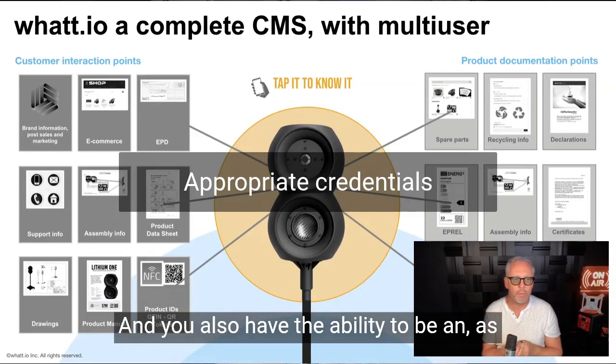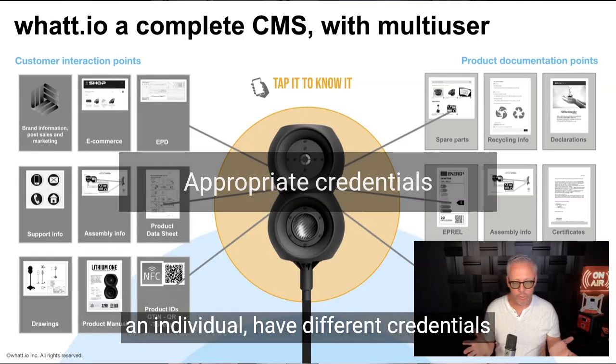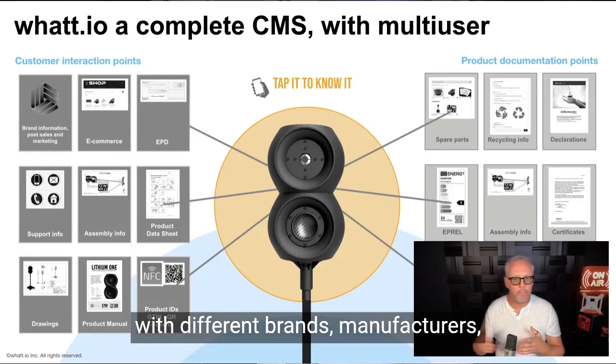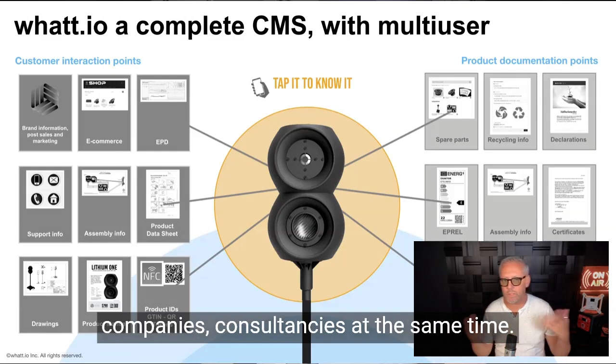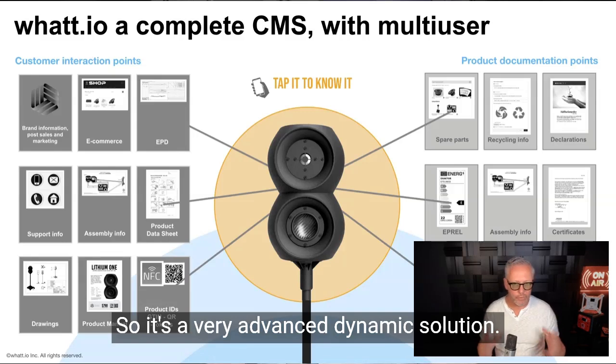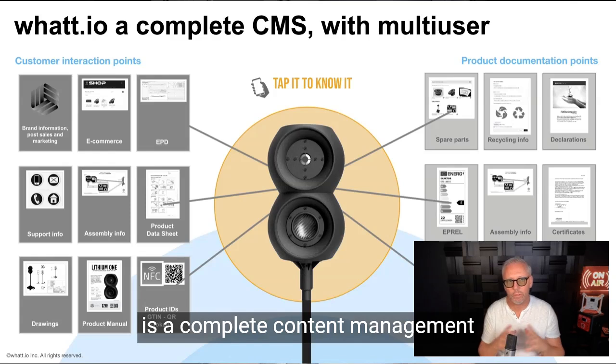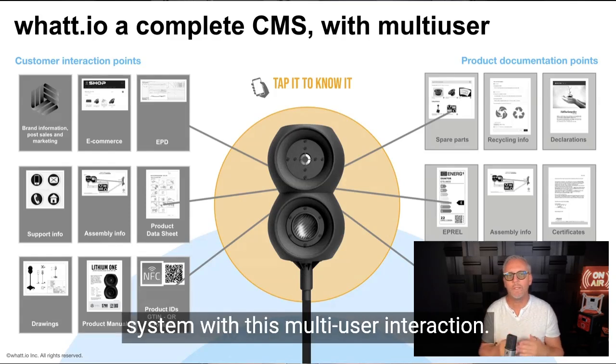And you also have the ability, as an individual, to have different credentials with different brands, manufacturers, companies, consultancies at the same time. So it's a very advanced dynamic solution. So What.io as a whole, the back office, is a complete content management system with this multi-user interaction.